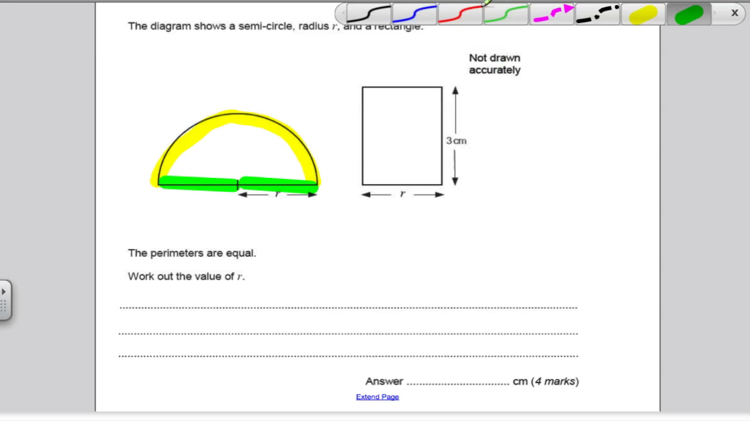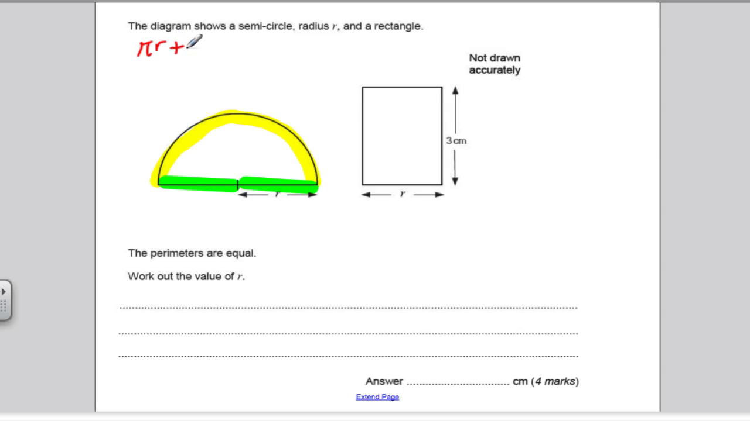So this here, well, the curved distance of a whole circle is 2 pi r, so half a circle must be pi r, and you need to add 2 lots of the radius, so 2r. That's the perimeter of this shape here. Now this shape, well, this must be r because it's a rectangle, and this must be 3, so the perimeter of this shape must be r plus 3 plus r plus 3, or you can do it in any order. R plus r is 2r, and 3 plus 3 is 6. So that's the perimeter of this semicircle, that's the perimeter of the rectangle.